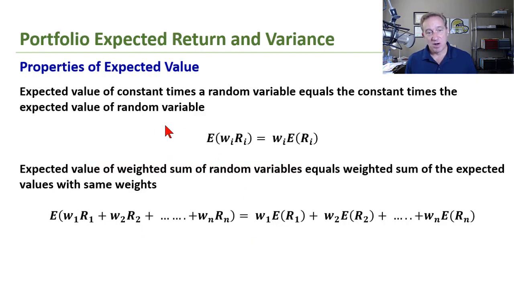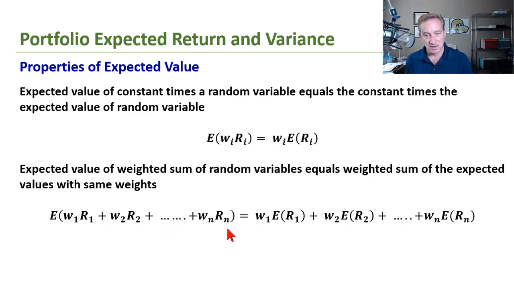Okay, great. Then finally, properties of expected value. The expected value of a constant times a random variable equals the constant times the expected value of the random variable. So you could just see here notationally, this is typical portfolio notation, we have weights applied to returns, but the weight here is denoted with a small w, and it's a constant, so it comes out. And so it's equal to the weight multiplied by the expected value.